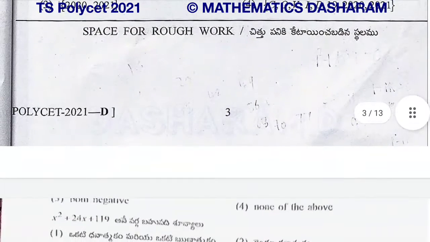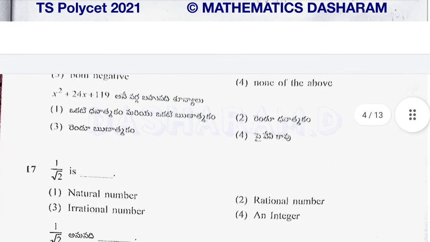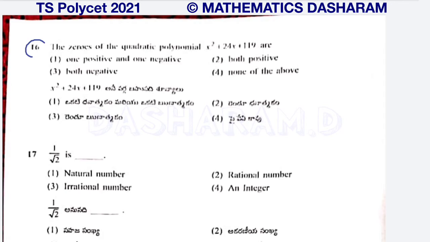Next question, 16th one. The zeros of the quadratic polynomial x square plus 24x plus 119 are. He is not asking what the zeros are, he is asking which type of zeros we will get. That means find the discriminant value, b square minus 4ac. b square means x coefficient, that is 24.